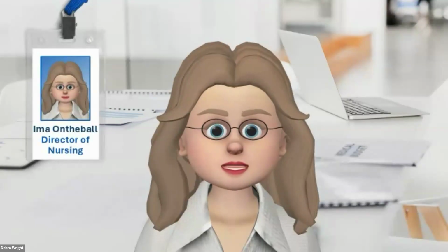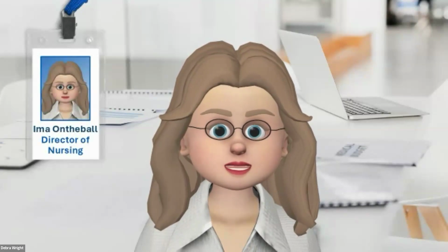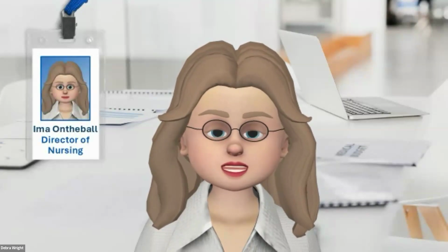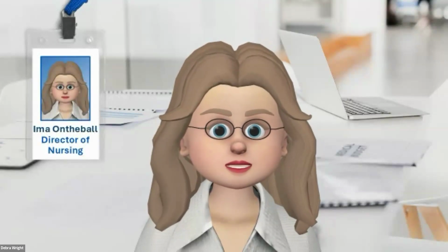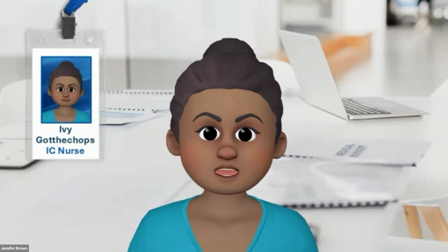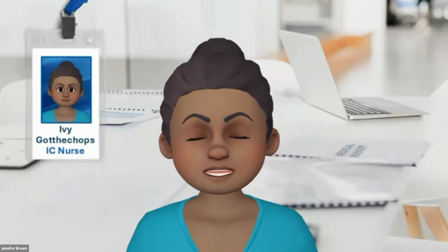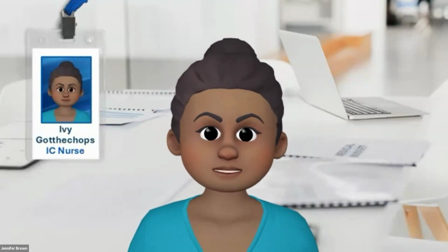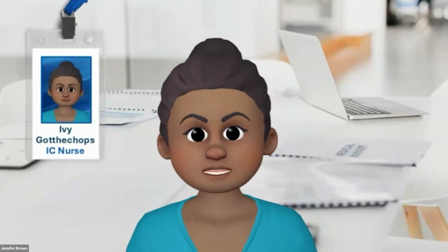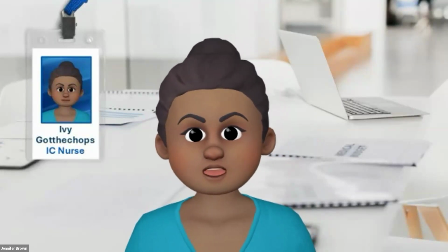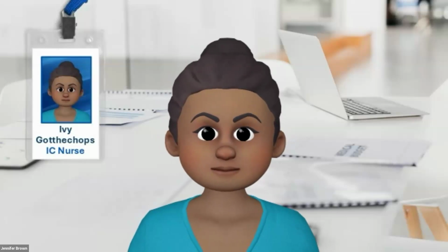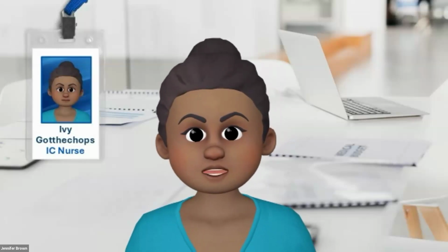Thank you for coming and being a part of our PIP to address the increasing respiratory infections. I'm going to turn things over to our infection control nurse, Ivy got the chops, to bring us up to speed with where we are today. Thank you, Ima. We took a look at our data and noticed that the residents who were infected were not who we thought they would be. They were not the most ill residents in the building. They were not all from the same part of the building. The common denominator is that most of them really like bingo.